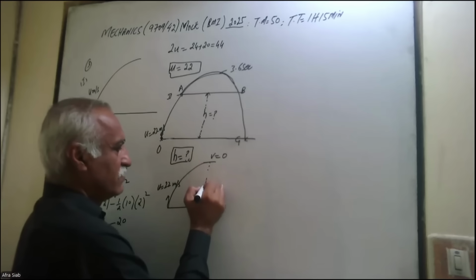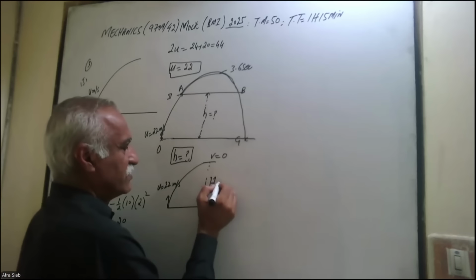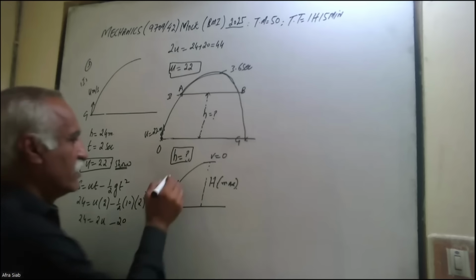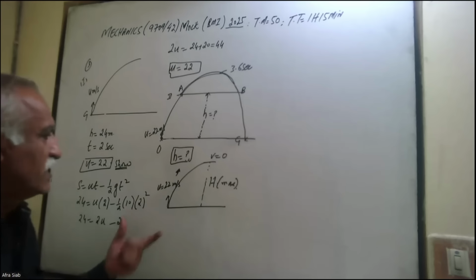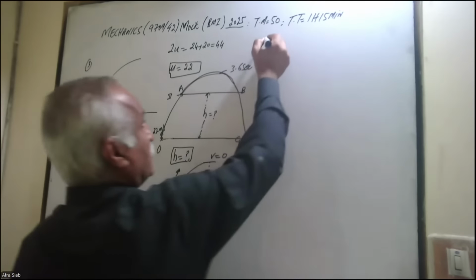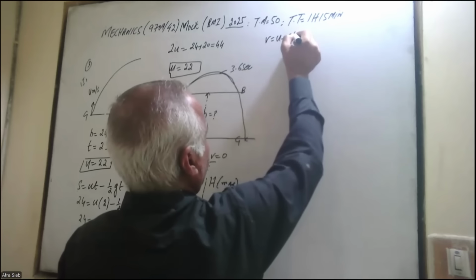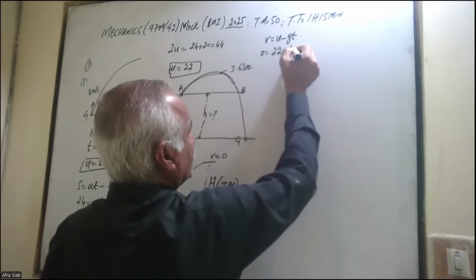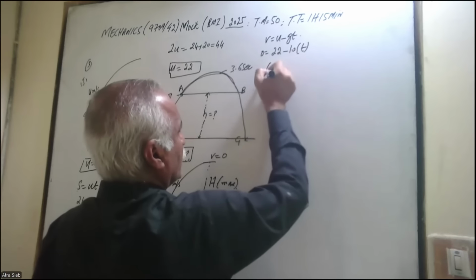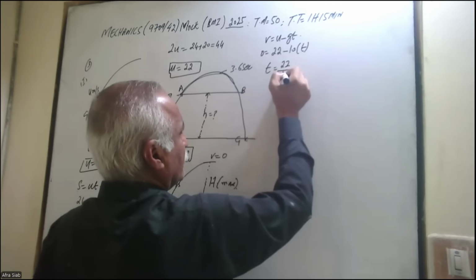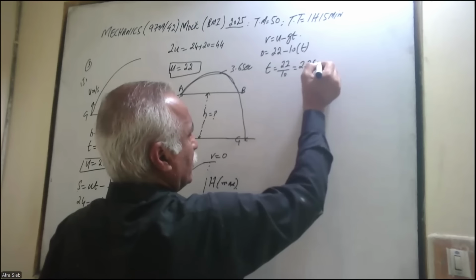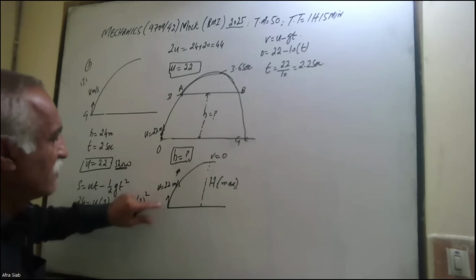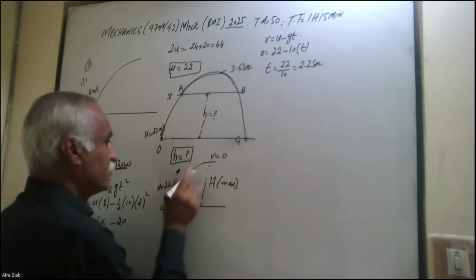Let's say we get this height, capital H, which is the maximum height. Because it is moving upward, we can use the same equation of motion: V is equal to u minus gt. V is 0, u is 22, minus 10 into time t. So time t will be equal to 22 over 10, and that is equal to 2.2 seconds. So that means you can calculate the height from this ground level to the highest point.